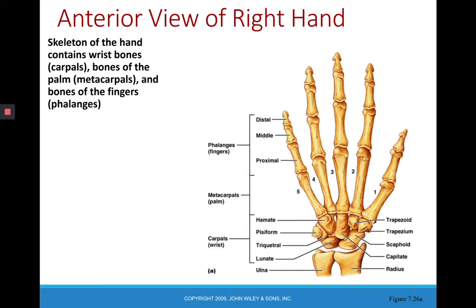The carpals again are short bones. They consist of hamate, pisiform, triquetral, lunate, trapezoid, trapezium, scaphoid, and capitate. Then you have the ulna over here near the pinky, radius over here near the thumb, and they are going to articulate with the carpal bones.